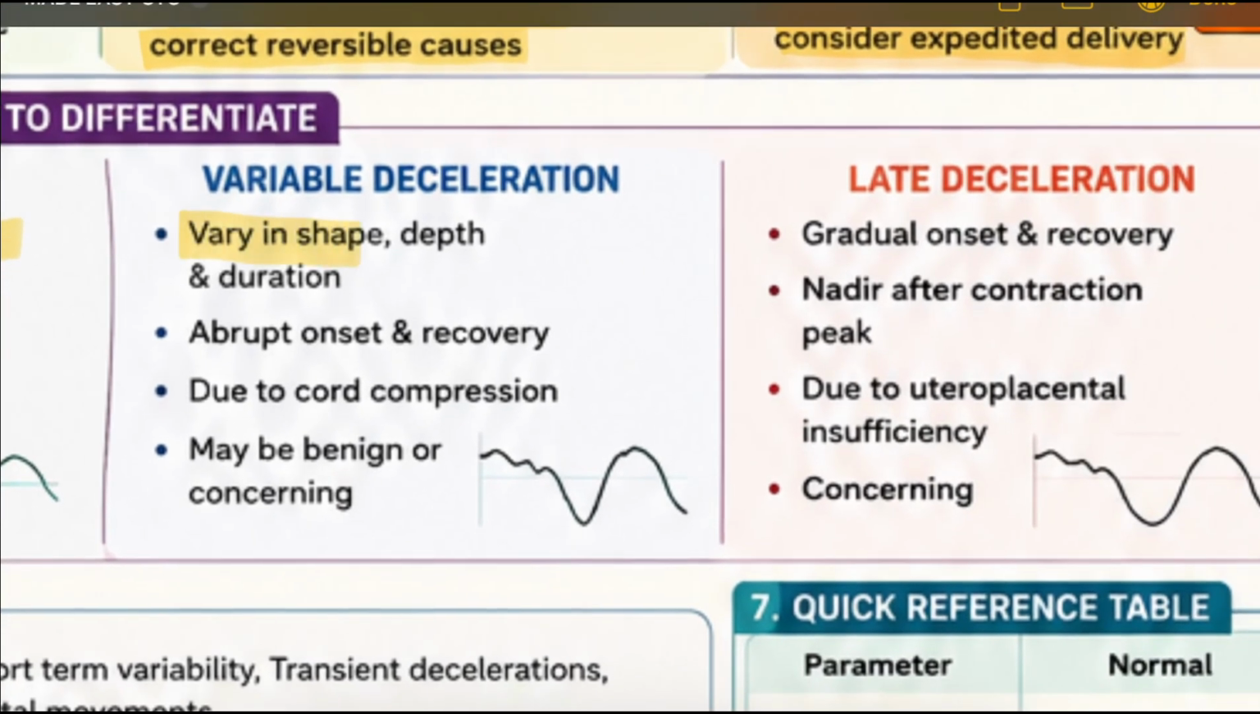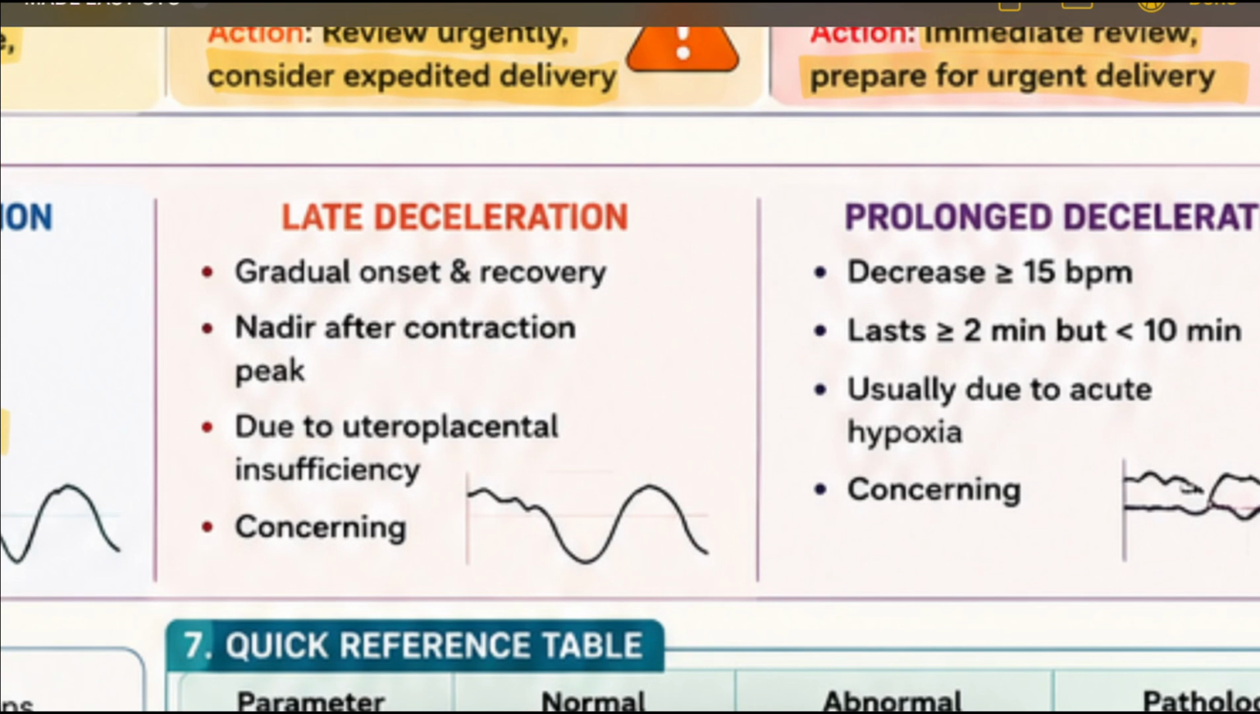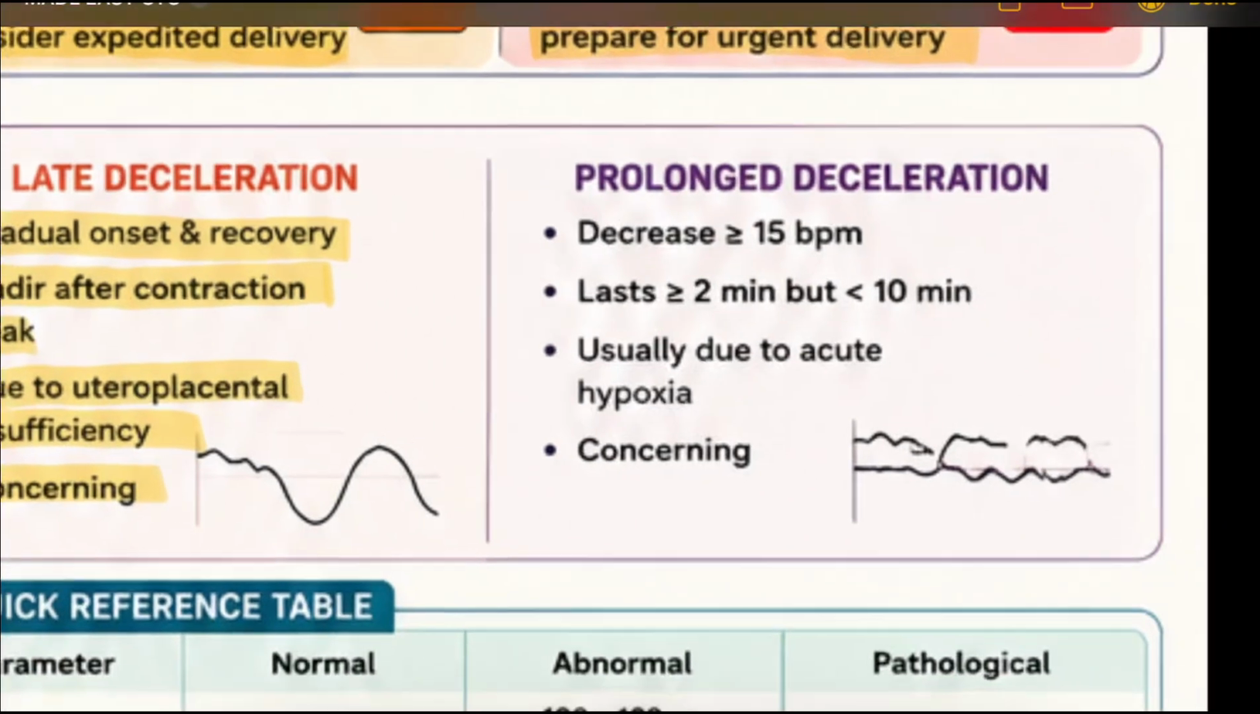So next, variable deceleration varies in shape, depth and duration. It has abrupt onset and recovery due to cord compression, and may be benign or concerning. Next we can see here that is late deceleration. It has gradual onset and recovery, with the nadir after the contraction peak, and is due to uteroplacental insufficiency and concerning.